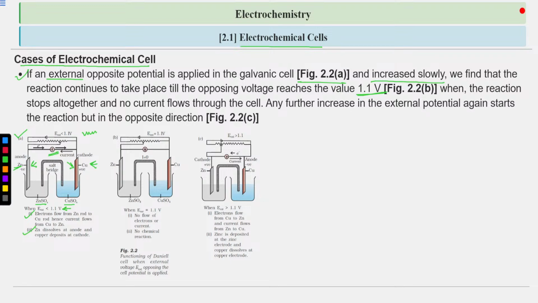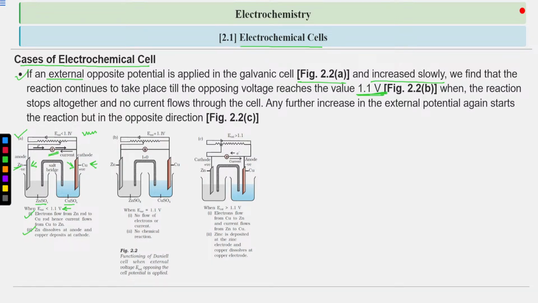So the zinc anode is present in the zinc sulfate solution. This zinc is shredding from the anode and starts to dissolve in this solution. And at the cathode, which is already of copper, copper starts to deposit. So this is the process, and this reaction continues to take place till the opposing voltage reaches the value of 1.1 volt.